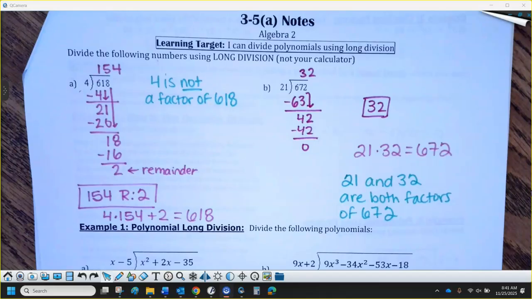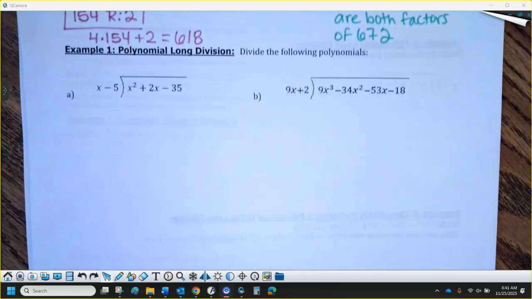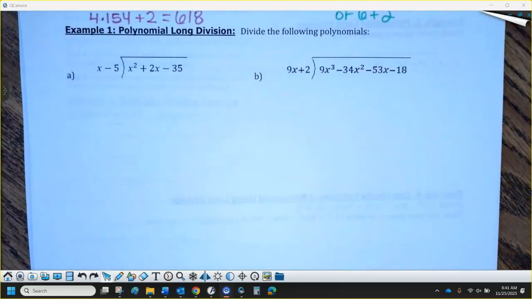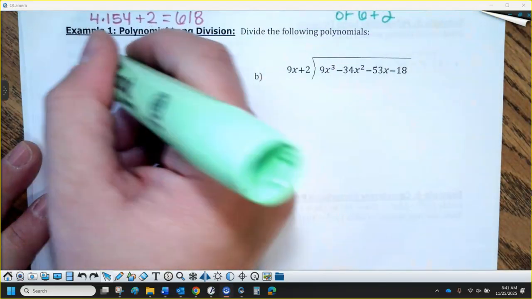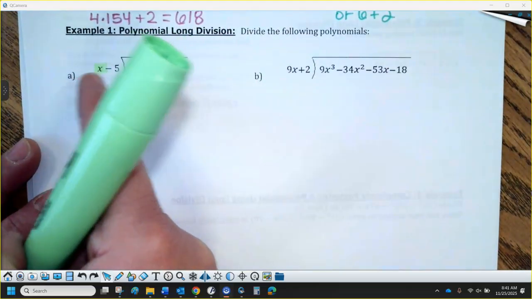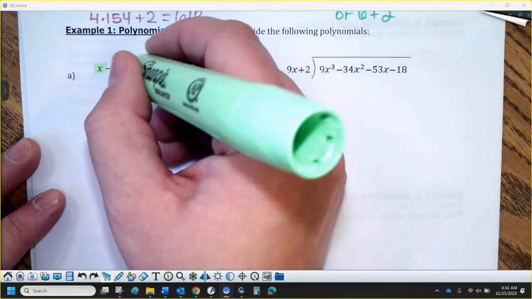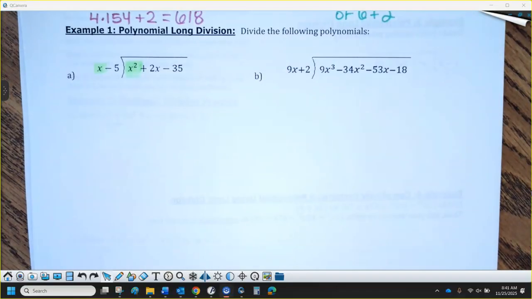Okay, now I'm not going to lie to you. This is not hard, but it's very weird. So I'm going to use my highlighters, but we're going to do the same process. It's just going to be with polynomials instead of plain numbers, and it works the same way. Most of the time the expressions will have a couple terms on the outside like they do here. I'm going to take x minus 5 and divide that into x squared plus 2x minus 35. Okay, so I'm just going to highlight, almost like I would highlight the first digit if I was doing this with numbers.